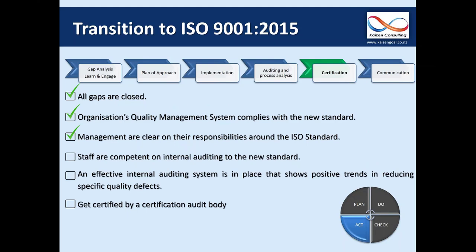You also make sure that your management team are clear on their responsibilities around the ISO standard. A good example of this would be the customer example we made on interested party, that the sales and marketing manager has been allocated to be the responsible person. So overall, whether it's interested parties or those critical processes, you need to define which members of the management team are responsible for it. You would ensure that your staff are competent in internal auditing to the new standard. An effective internal auditing system is in place in your organization, and it is showing a positive trend in reducing specific quality defects. This is my favorite part, personally.